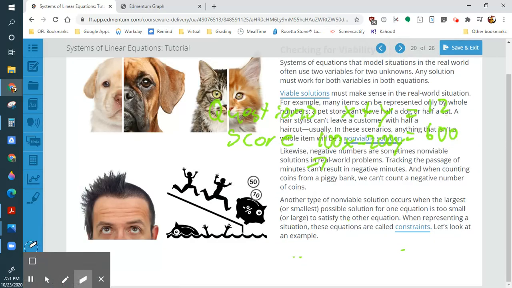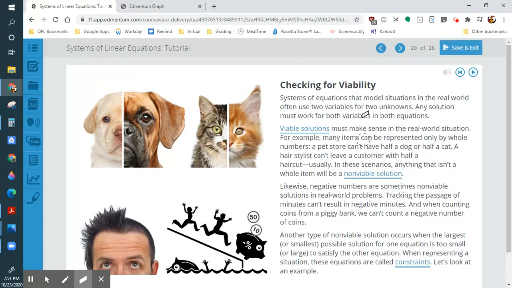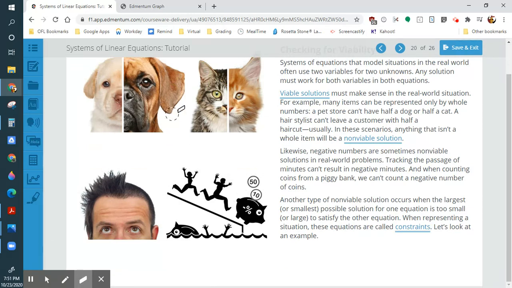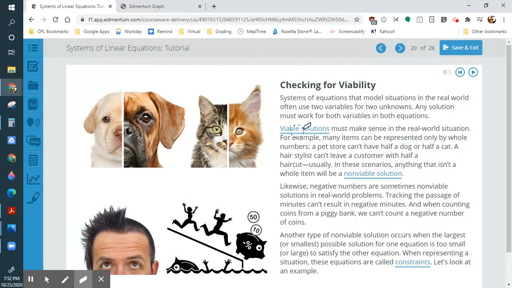Oops, I guess I can clear the board here. So now we're going to talk about viable options. Remember when I made that mistake and said, oh, I guess we got negative? Sometimes that's okay, sometimes that's not. Obviously, what they're doing here is you can't have half of a puppy or half of a kitty. I guess you could technically have half your hair cut, but for the most part, you don't want things that aren't viable.